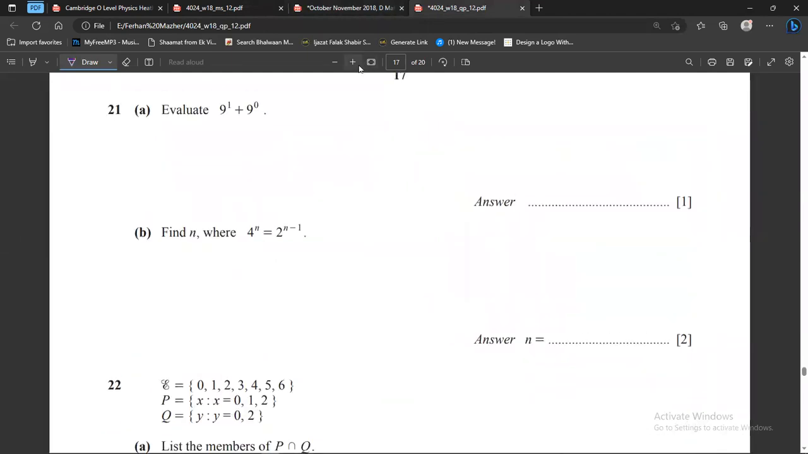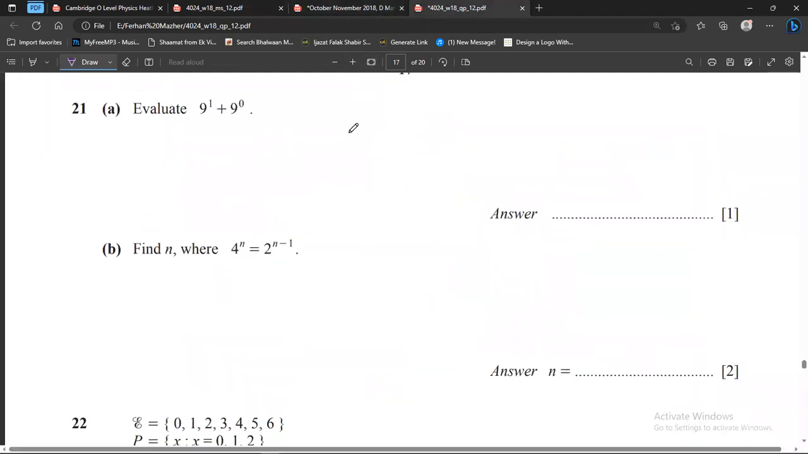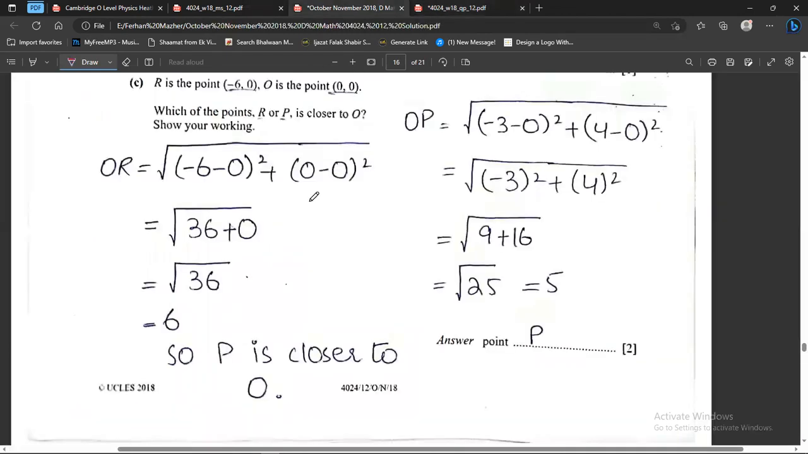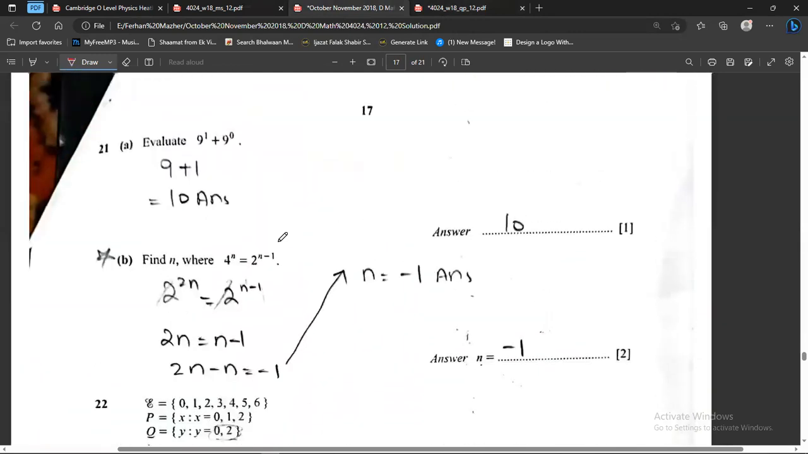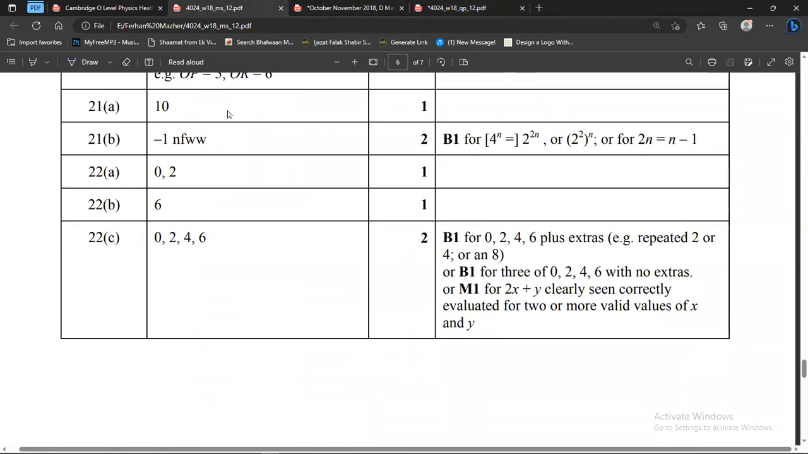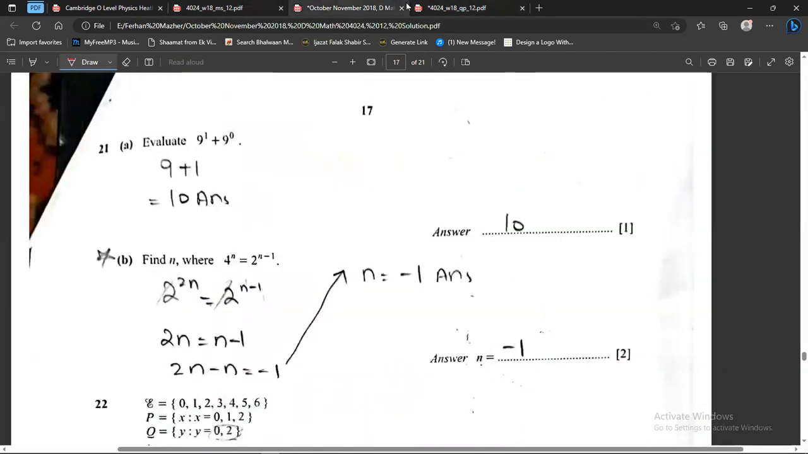Question number 21. Here we have a part, evaluate 9 raised to power 1 plus 9 raised to power 0. 9 raised to power 1 will be 9 plus 9 raised to power 0 will be 1. So 9 plus 1, and that will be 10. So this is how this is done. You can see the solution. Let me check the answer. So it is 10. So our answer is right. This is the solution.